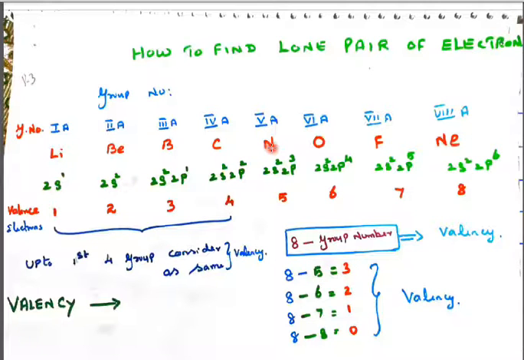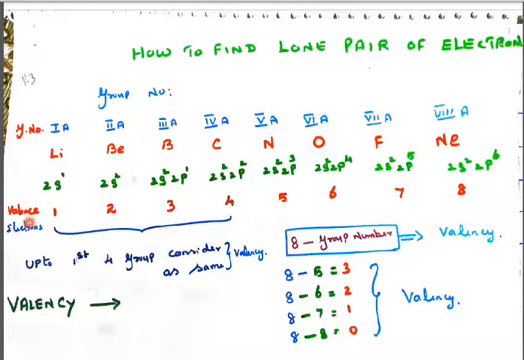Nitrogen, phosphorus, arsenic, antimony, bismuth all carry 5 electrons. Oxygen, sulfur, selenium, tellurium, polonium all carry 6 valence electrons. Fluorine, chlorine, bromine, iodine, astatine all carry 7 electrons. Neon, argon, krypton, xenon, radon all carry 8 electrons. So this is the full family it belongs to. That is called valence electron: the number of electrons in the valence shell is called valence electron.